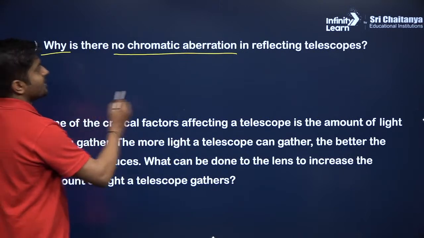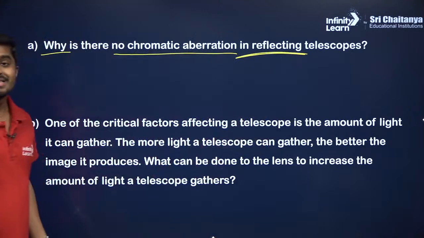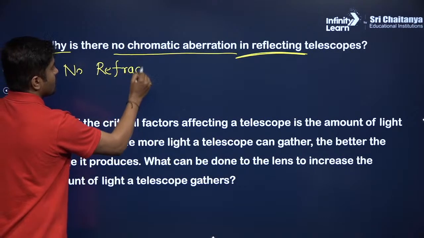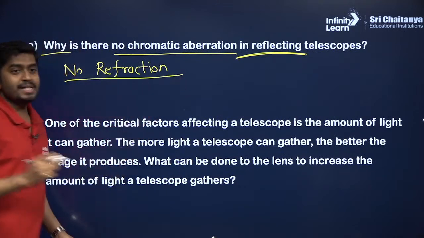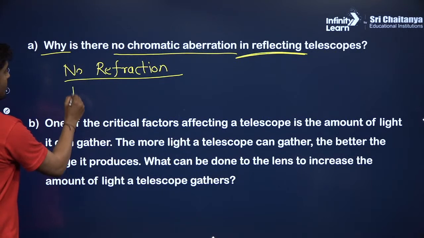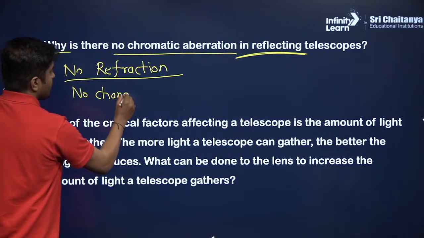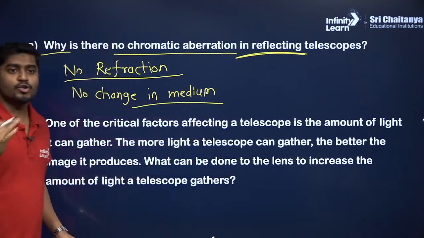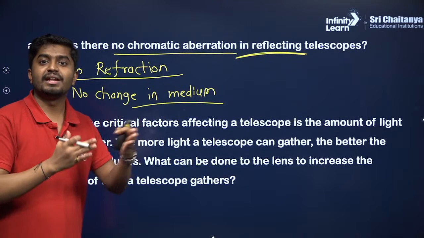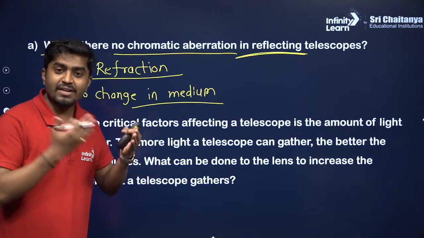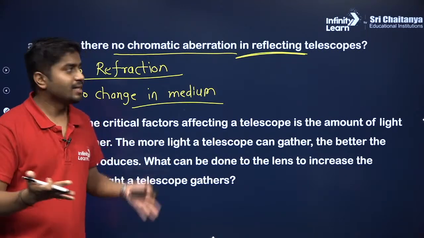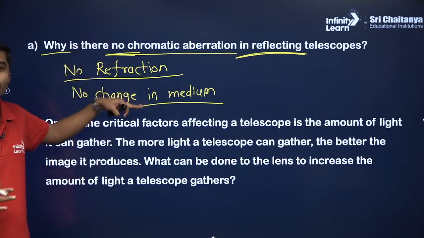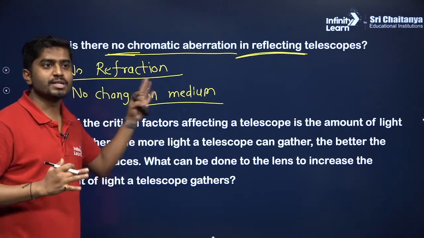This is a reflection, right? This is a reflection. No refraction. So what is the meaning of no refraction? It means no change in the medium. So as there is no change in the medium, the white light will not split into 7 different colors. If the white light is not going to split, there is no dispersion, and that is the reason for no chromatic aberration. Clear? See, the questions are easy. Questions are not difficult. You just have to understand the question properly.